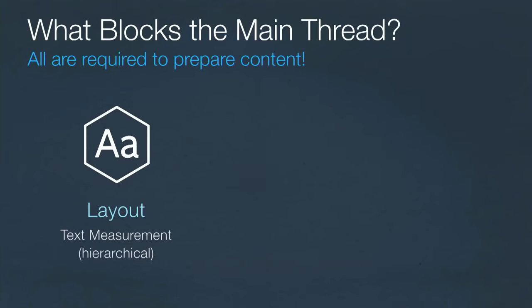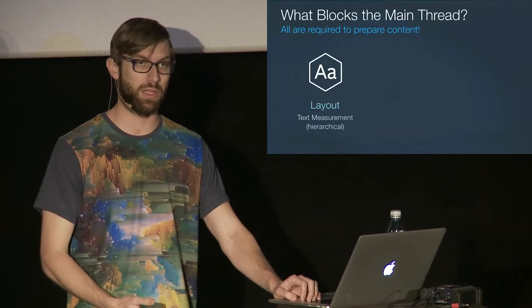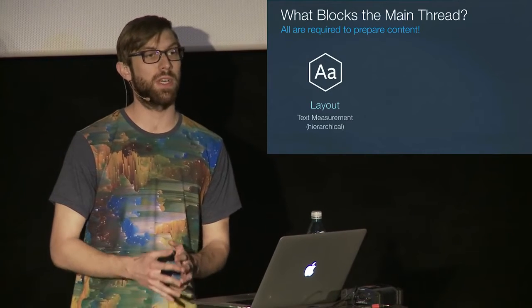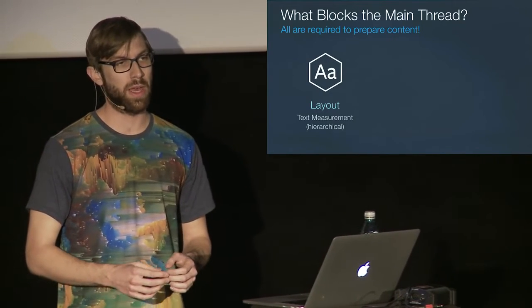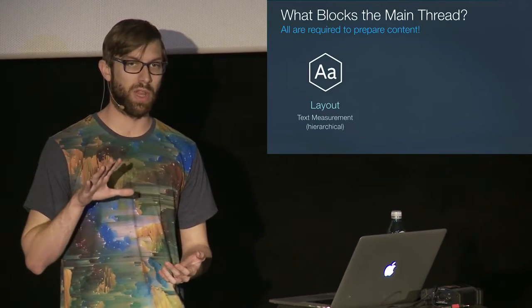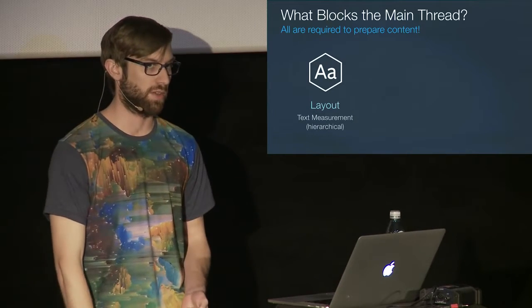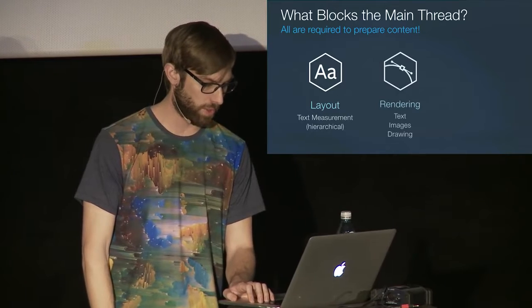So what are the common things that block this thread for periods that are long enough to cause issues? It turns out that most of these are related to preparing content to fulfill user requests. The first is text measurement, which needs to be done in a hierarchical way, where as you compute values at one level of the hierarchy, the results of those computations are required for the next level. So this has some subtlety to it.